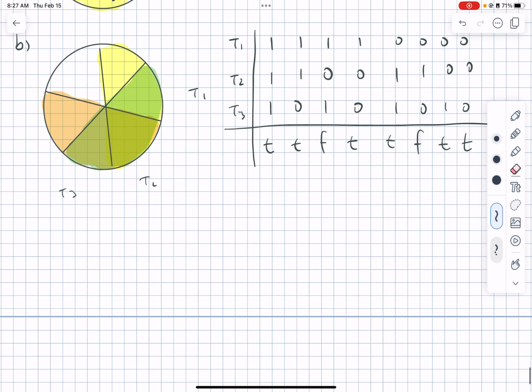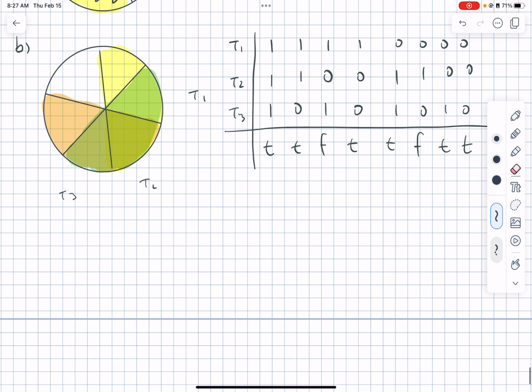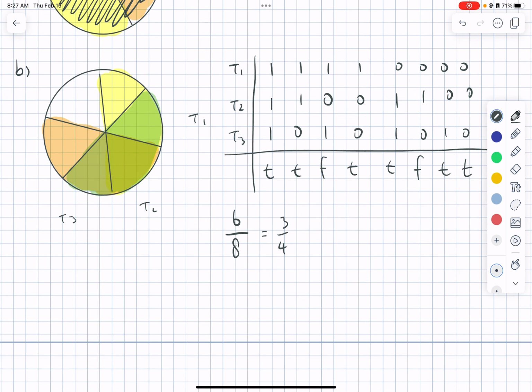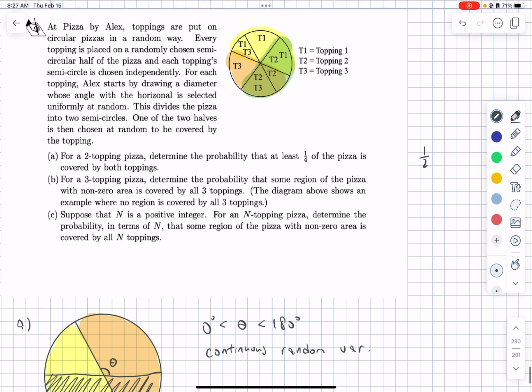There's 6 different configurations where we have at least one slice of the pizza covered by all three toppings, and each of these has equal probability by symmetry, because all the thetas are chosen at random, and there are 8 different configurations for T1, T2, and T3. So this gives us our answer here. There's a 3/4 chance that at least one section of the pizza, one slice, is going to be covered by all three toppings.